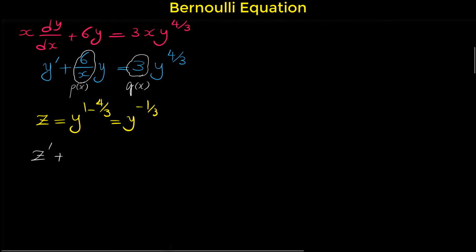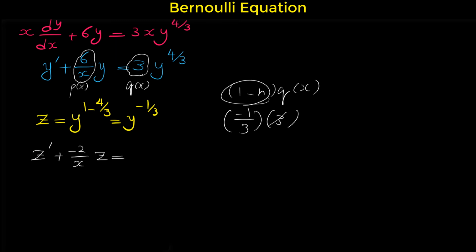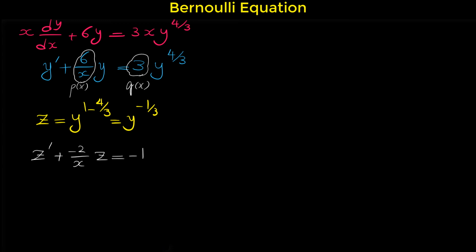So we have negative 2 over x, z equals 1 minus n times q of x. 1 minus n again is negative 1/3 and q is 3, which if you cancel these you get negative 1. And now this is a linear first order differential equation.